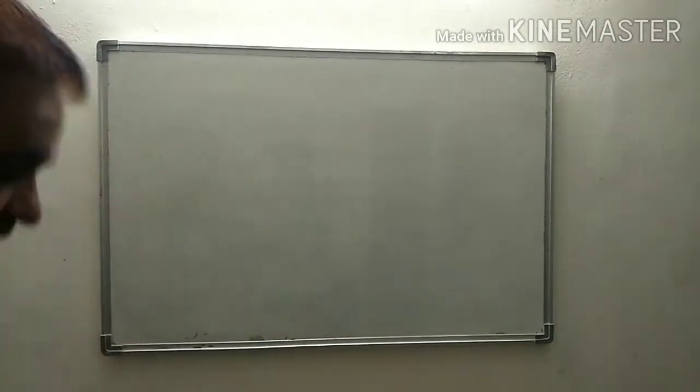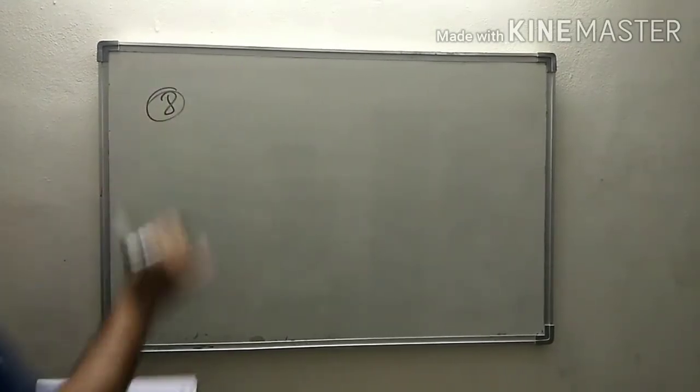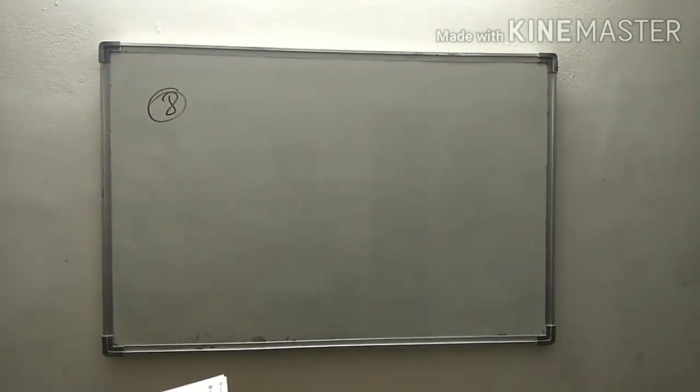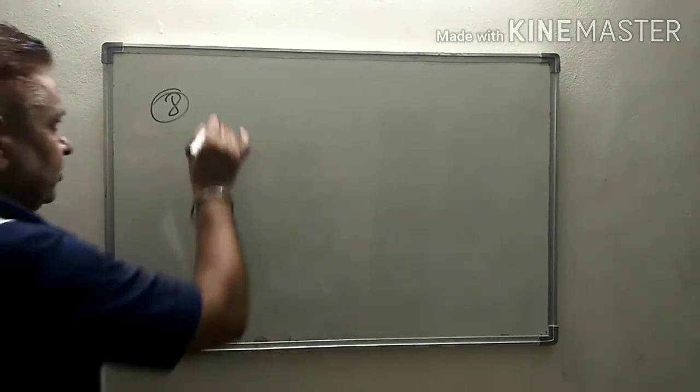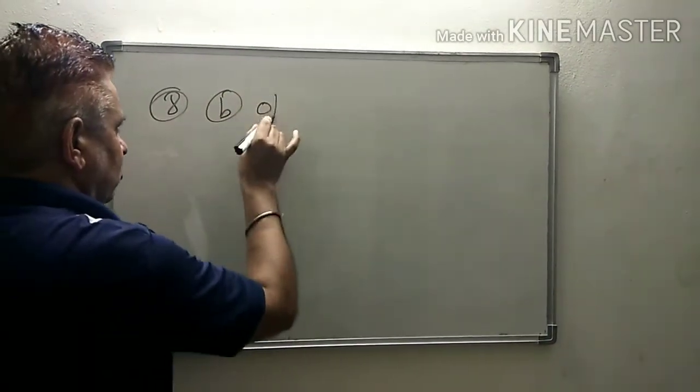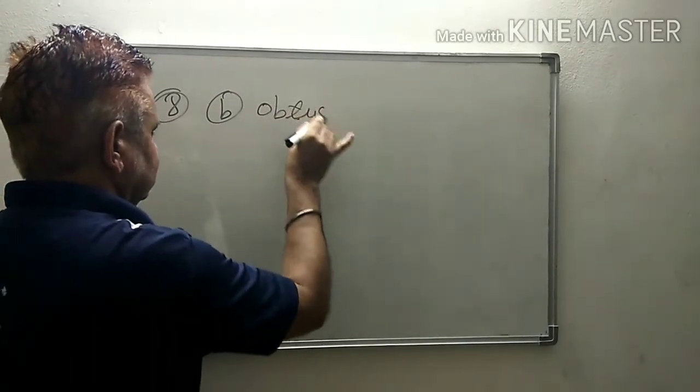Now after this, question number 8 is given. If one angle of a linear pair is an acute angle, then the other is an obtuse angle. Right?